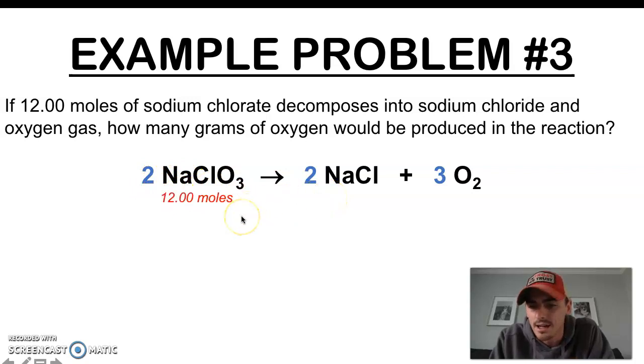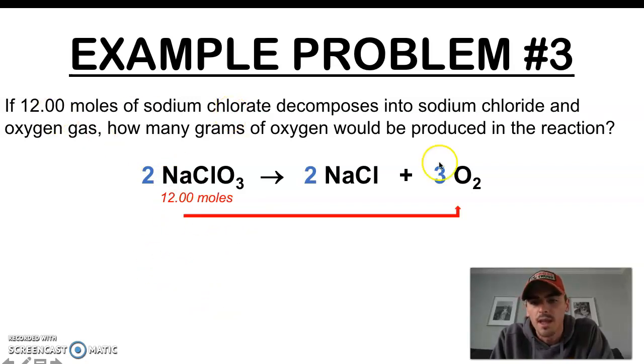I always like to set it up with my reaction and then I write what I'm given underneath. So I'm given 12 moles of sodium chlorate and I want to get to oxygen, and I got to remember on this one I'm getting to grams. So when it's all said and done, I want grams of O2 on the top of my dimensional analysis. So now I have my bracket drawn. That's what I was talking about with those steps the other day. And I know I'm going to switch from this to this using my mole ratio step.